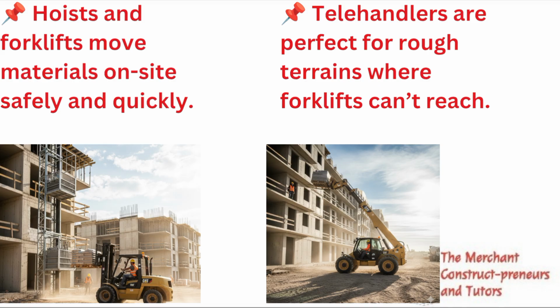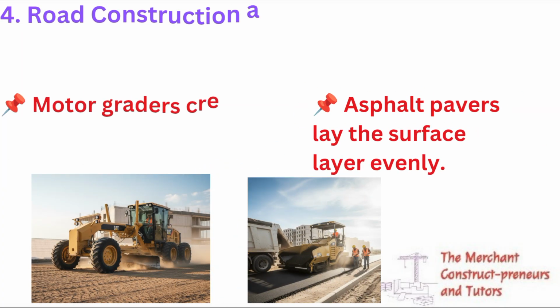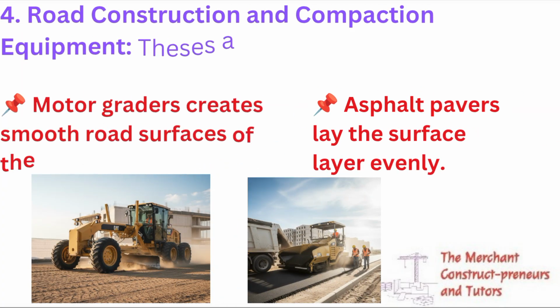Just as you can see from the image there, you have the hoist that is attached to the building just like a lift, and then we have the forklift feeding the hoist with materials like a bag of cement. Then the telehandlers do the same thing, especially when you don't have the hoist and the forklift cannot get to that point. So the telehandler does the same thing, just as you can see from the image beneath, right? Okay, so look at the next classification, which is the road construction and compaction equipment.